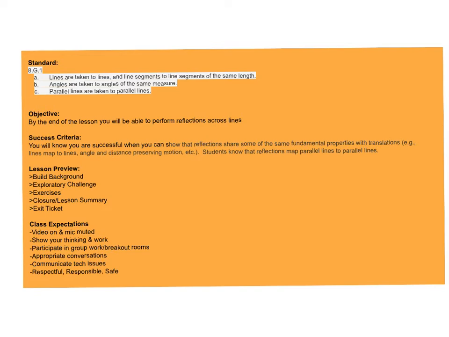Today's lesson is all about reflection, so by the end of the lesson you'll be able to perform reflections across lines. You'll know you're successful when you can show that reflections share some of the fundamental properties with translation. So they also map lines to lines, they also map angles to angles, they're distance preserving, things like that. And you should also know that reflections map parallel lines to parallel lines. Okay, let's go ahead and get started with this lesson.